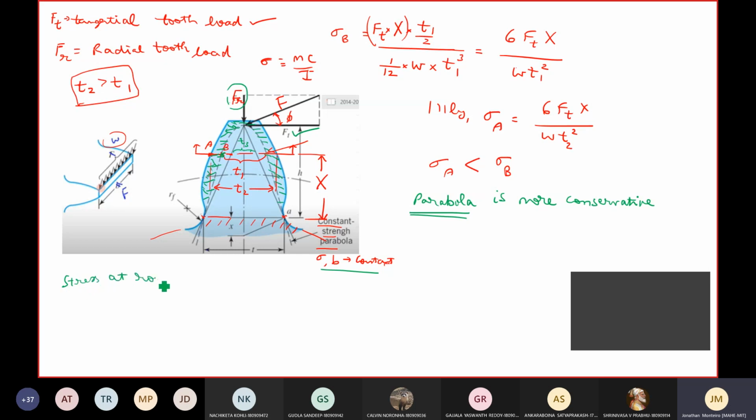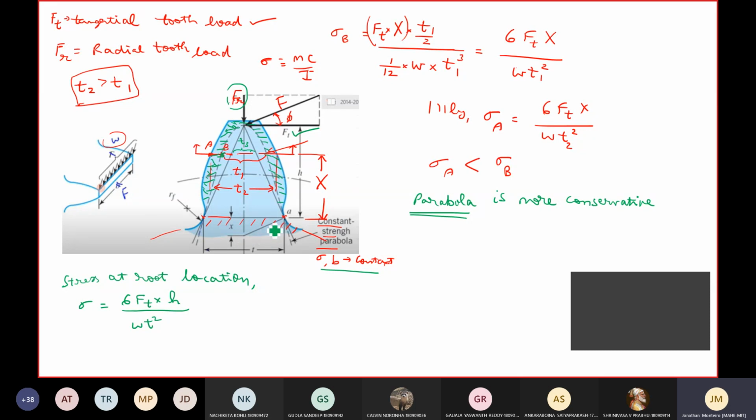Stress at the root location we'll find. Now our interest is the bending stress, right? So the stress at the root location, sigma, is equal to 6Ft into h (this time it is h because I am taking the full length), divided by Wt square. So this is what you describe. Okay, and on similar lines.